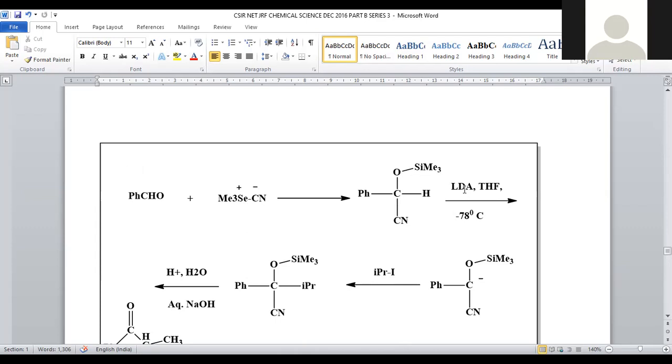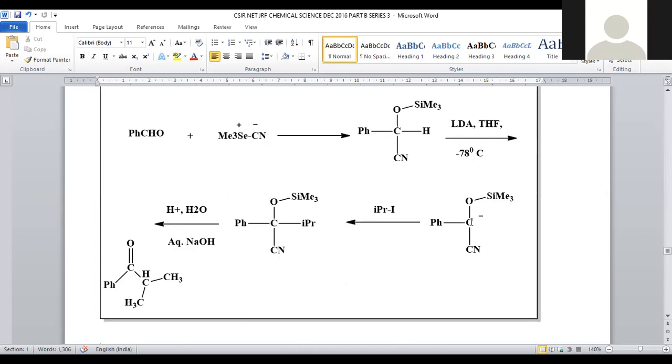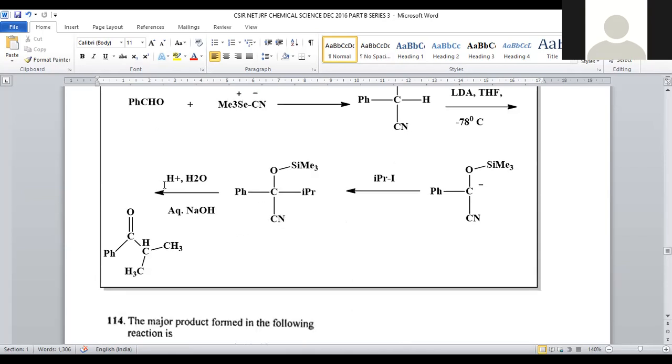Now we are treating with LDA. What is the nature of LDA? LDA will be the strong base. It will pull the H plus and generate the carbanion. H plus will be discarded from the center, so that here a carbanion will be generated. Now we are going to treat with isopropyl iodide. Being an alkylating agent, what happens? Isopropyl group will be attached to this carbanion center, right? So here, alkylation is carried out on this carbon.